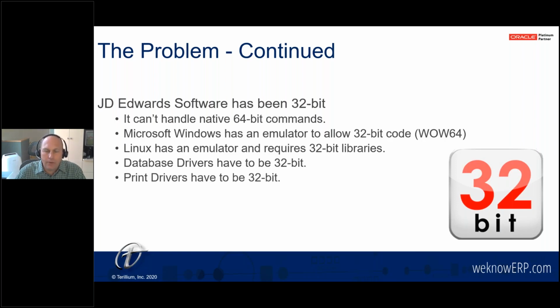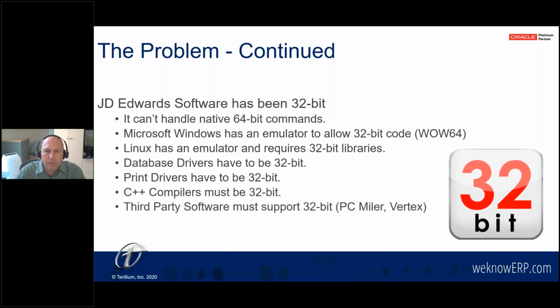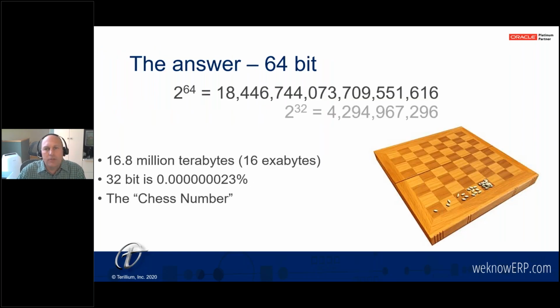Print drivers as well are 32-bit. I know we've had many customers struggle making sure that they can actually print because of the difference between 32-bit and 64-bit print drivers. C compilers as well. There are also some third-party products that are only 32-bit. Things like PC Miler and Vertex have different versions, whether 32-bit or 64-bit. So your third parties will play into it. So how do we solve this problem? The answer is 64-bit, as you have probably already guessed.